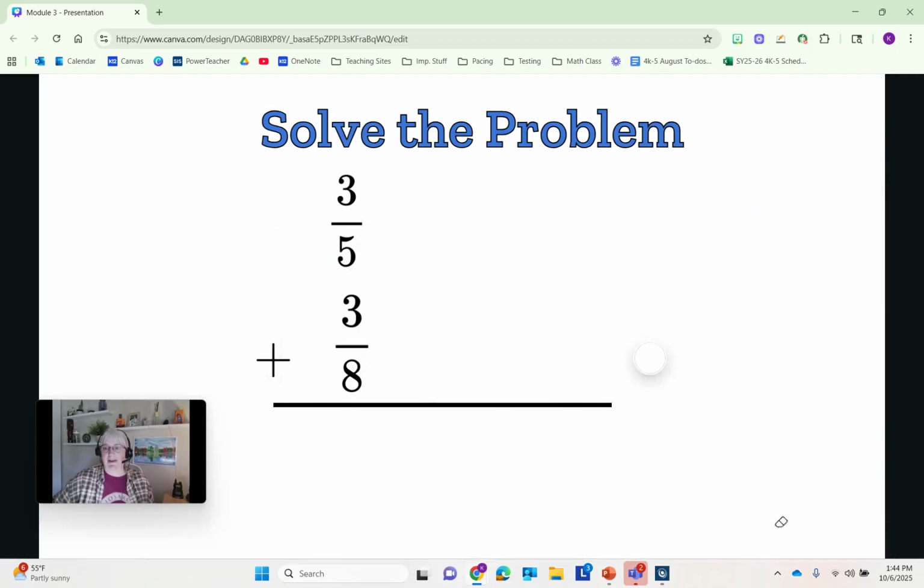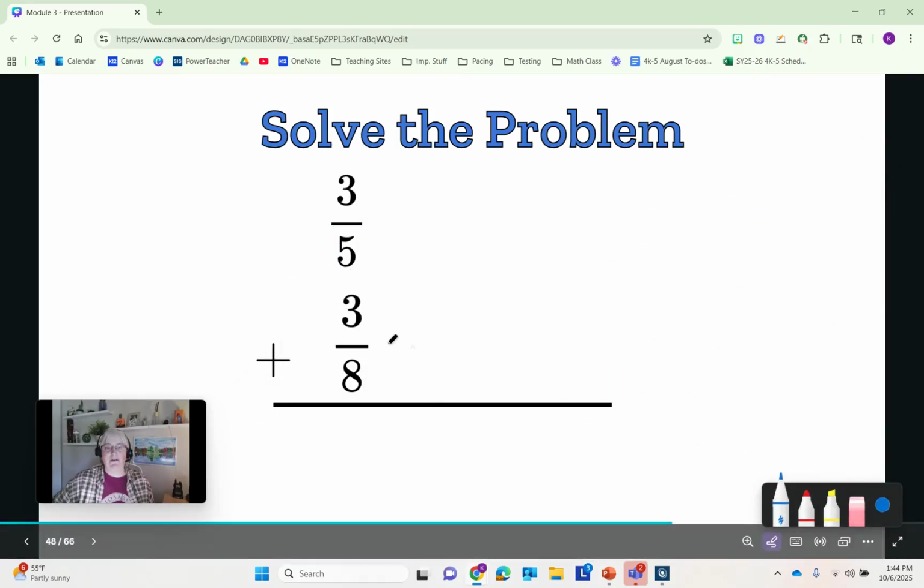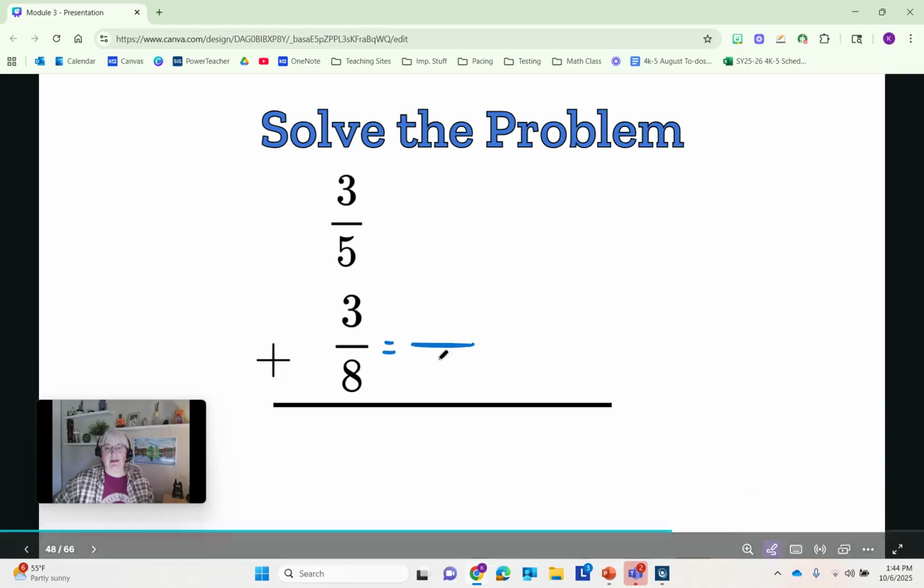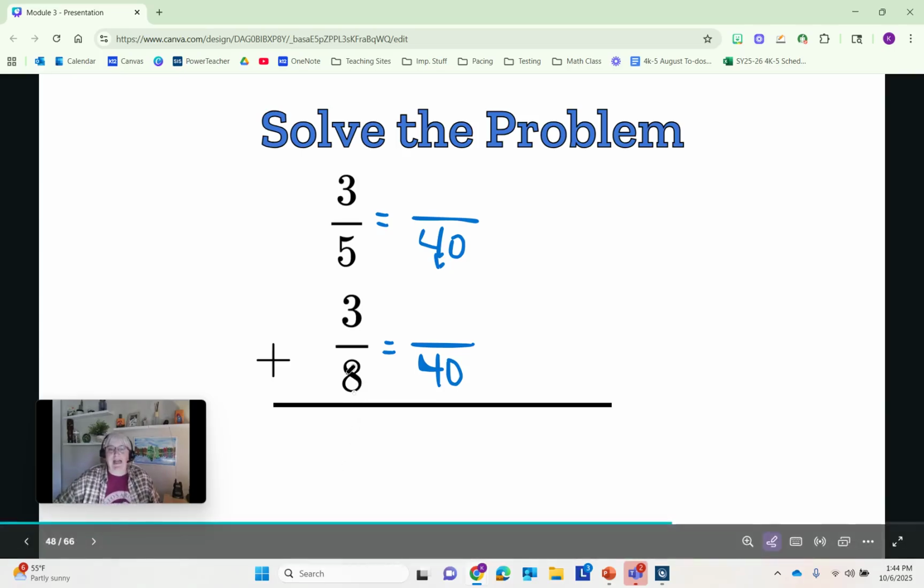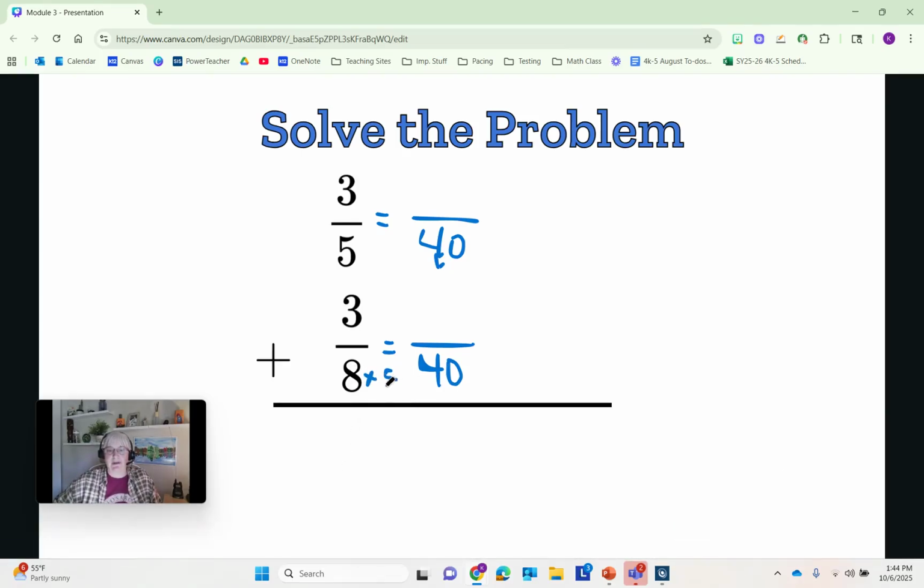All right, get rid of this. We are looking for a denominator of 40. We want this one to be 40 as well so that we can add those numerators together. All right, 8 times what equals 40? Well, 8 times 5. Whatever we do to the bottom, we need to do the same to the top. 3 times 5 is 15. 15/40 is the same as 3/8.